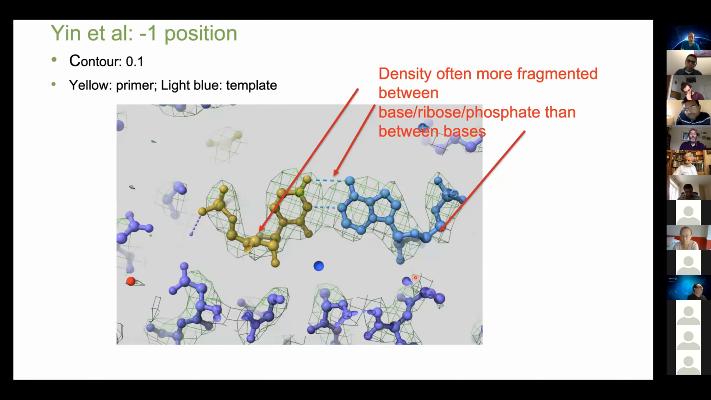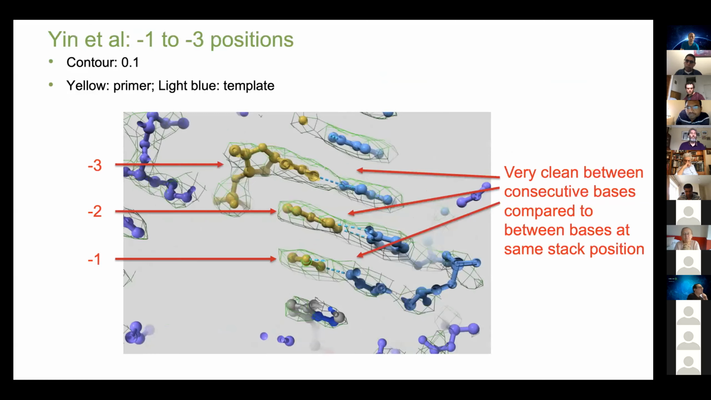In the Yin et al. paper, one thing I found was that the density was often a lot more fragmented between the base, the sugar, and the phosphate. On the other hand, the density between the bases here was quite strong, there was some density. I don't know, I think what Rangana was showing, that it might be a filtering type of thing.